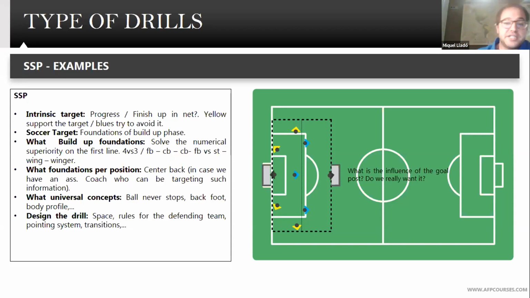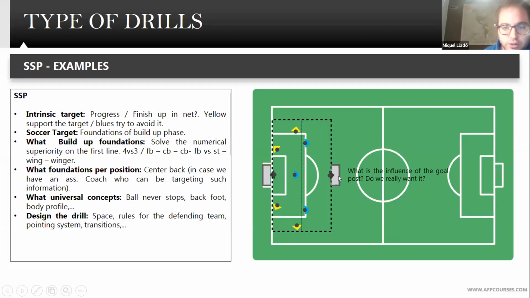And my drill is simple. It's a 4v3 where we need to circulate the ball to solve 2v1 actions against the winger or 2v1 actions against the striker. So basically, resolve the superiority using central channels or outer channels.